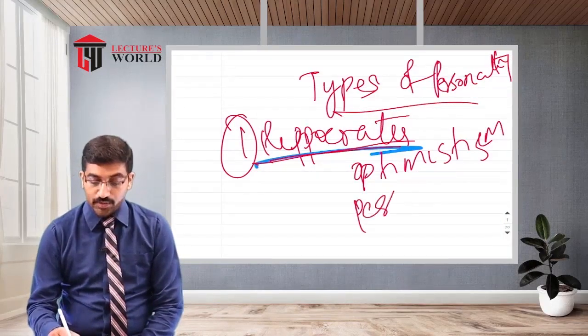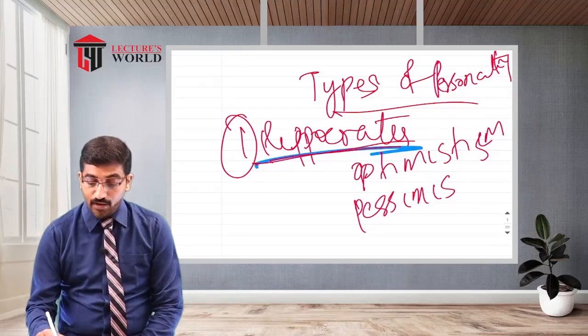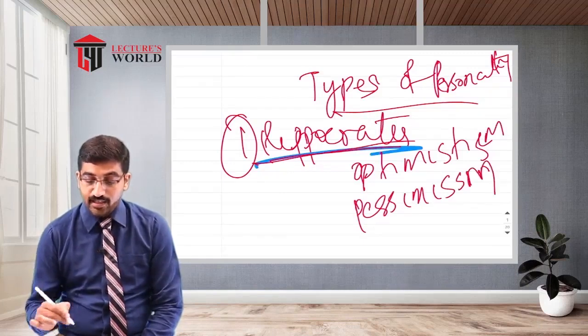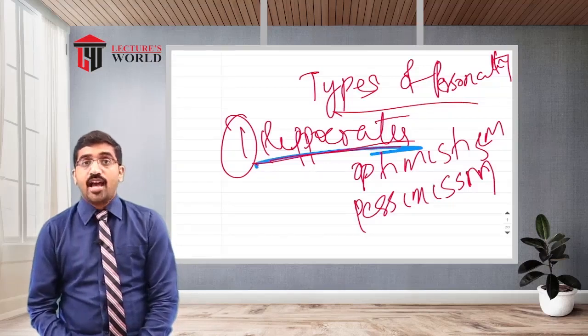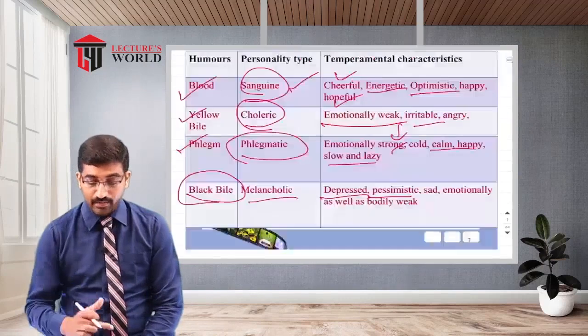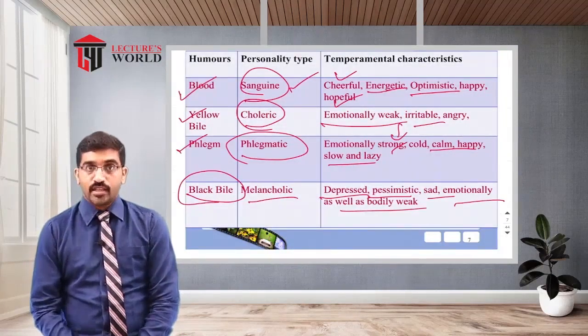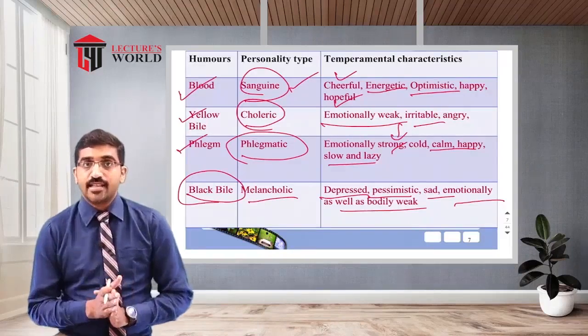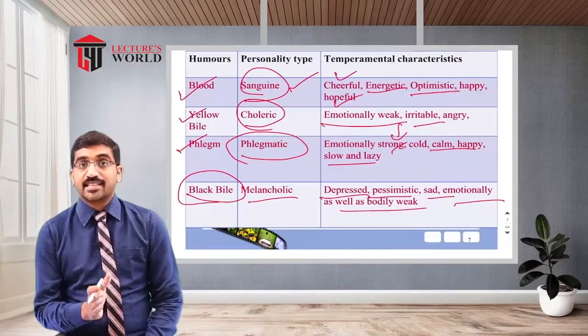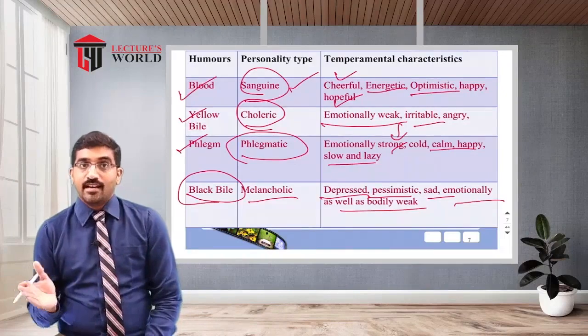Pessimism is just opposite. Nirasha means they always feel that no, I cannot do well. I am not a confident person. My self-esteem is down. I do not respect myself. I am sad emotionally, and my body is also weak. So see how the characteristics of this particular personality is connected with the personality behavior.